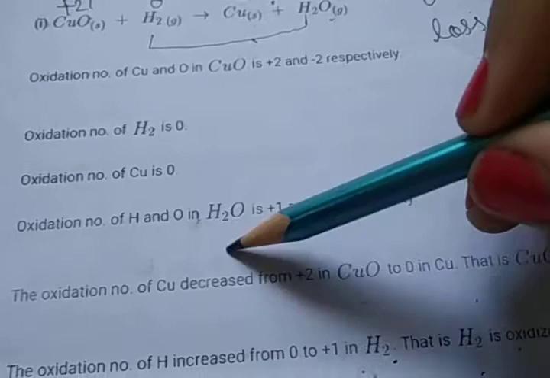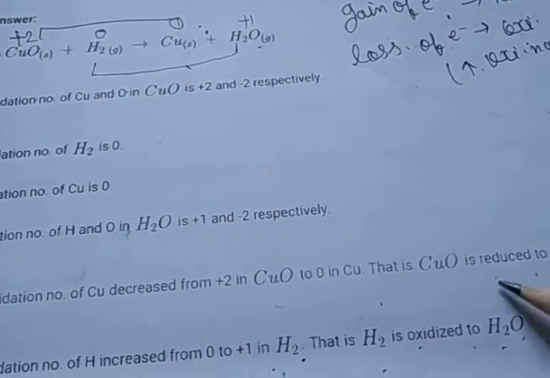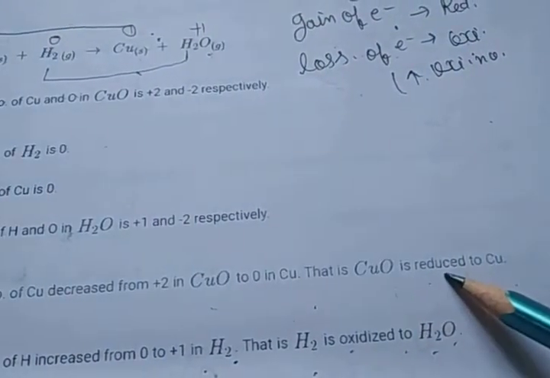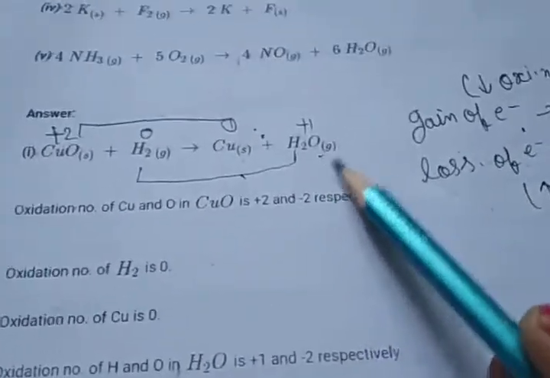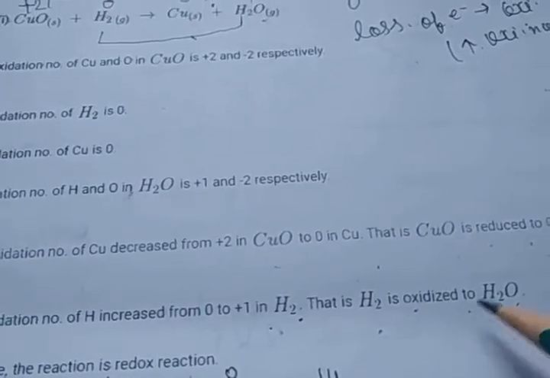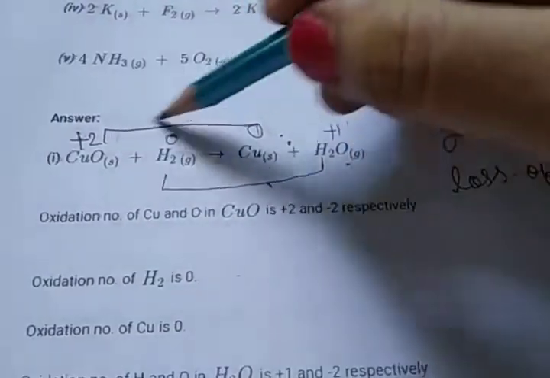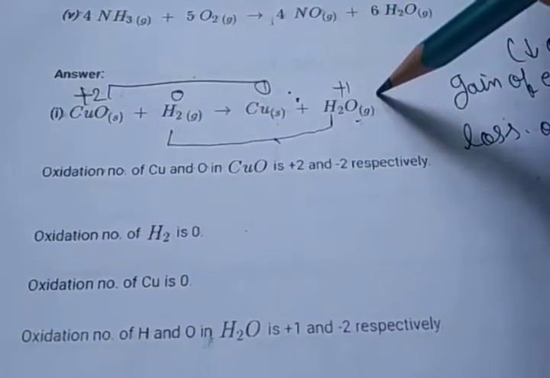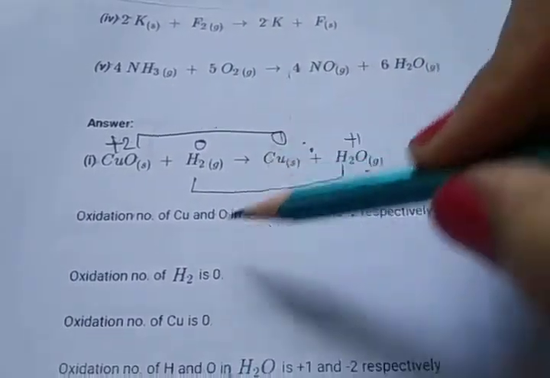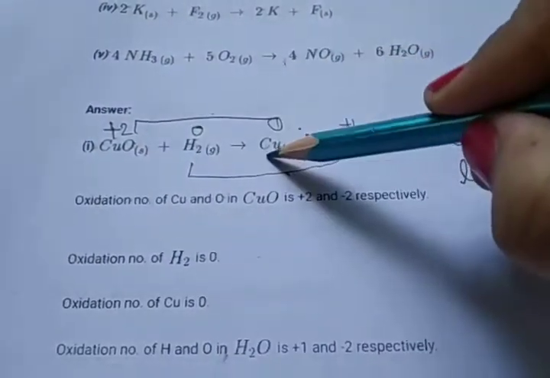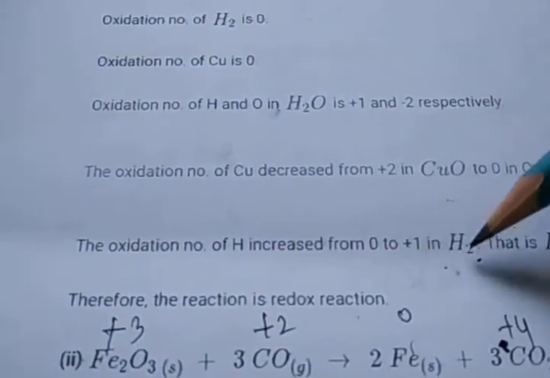So the oxidation number of copper decreased from +2 to 0 in copper, which means reduction. So copper oxide is reduced to copper. Then the oxidation number of hydrogen goes from 0 to +1, so hydrogen is oxidized to water. Here decrease, and here increase. Decrease in oxidation number is reduction and increase in oxidation number is oxidation. So this is the reduction representation, and this is the oxidation representation. Therefore the reaction is a redox reaction.